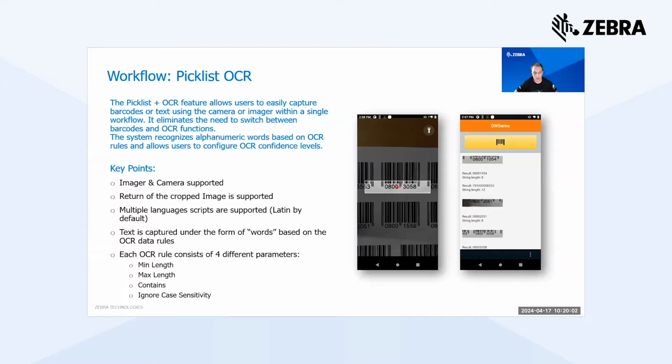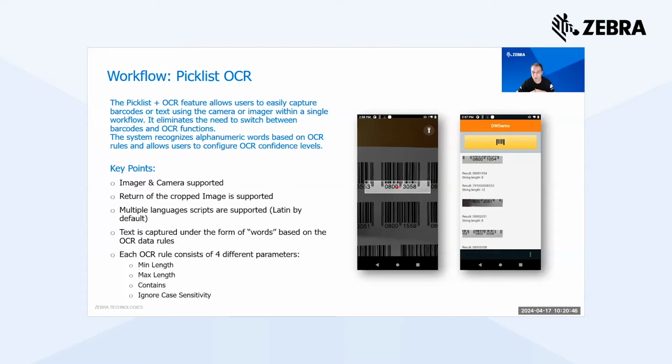So the very last feature I wanted to touch base on is the pick list OCR. This is very recent. I think it came out at the end of last year for some BSPs. This feature combines capturing barcodes or text inside one single feature. We can use pick list OCR to capture barcodes or text via the imager or the camera by specifying different sets of rules.